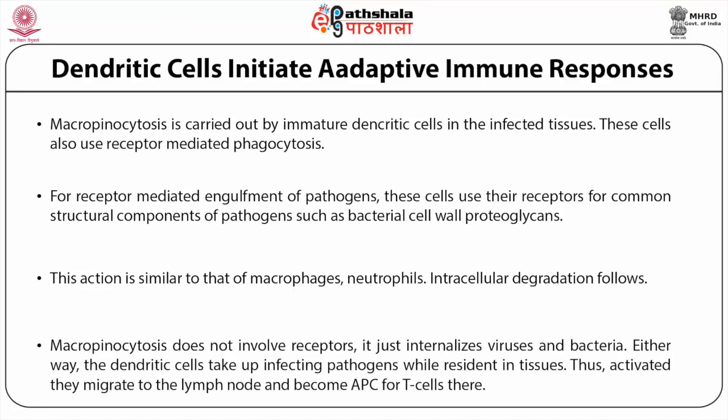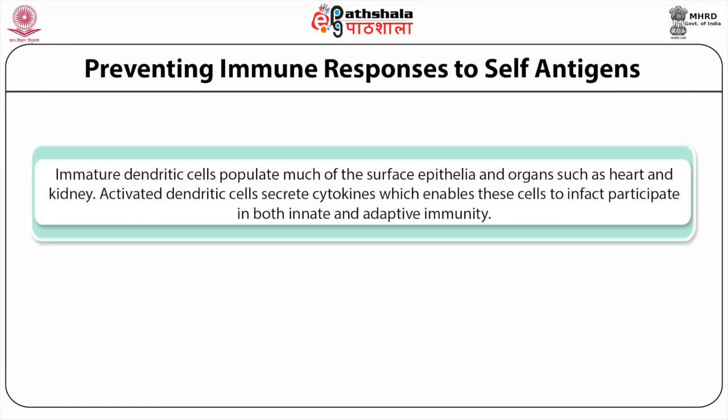Macropinocytosis does not involve receptors, it just internalizes viruses and bacteria. Either way, the dendritic cells take up infecting pathogens while resident in tissues. Thus activated, they migrate to the lymph node and become APCs for T cells there. Immature dendritic cells populate much of the surface epithelia and organs such as heart and kidney. Activated dendritic cells secrete cytokines, which enables these cells to in fact participate in both innate and adaptive immunity.